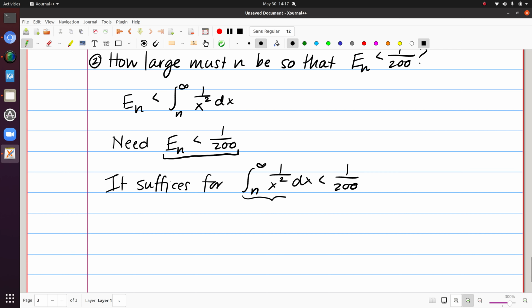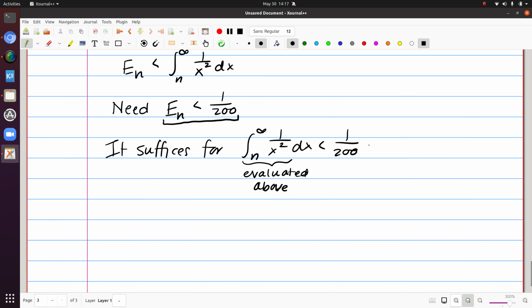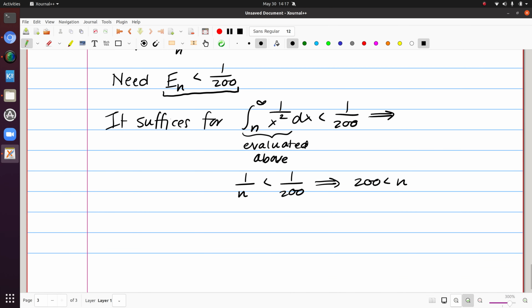Now I'm going to point out, we've evaluated this above, so I can use my work for that, right? We didn't put n, we put a. So just looking at this part here, I'm going to use that result that this is true when the integral, which evaluates to 1 over n, is smaller than 1 over 200. Now that means that 200 is smaller than n. So with our example here, we have enough to be able to say that this would hold true as long as our value of n was at least 200.